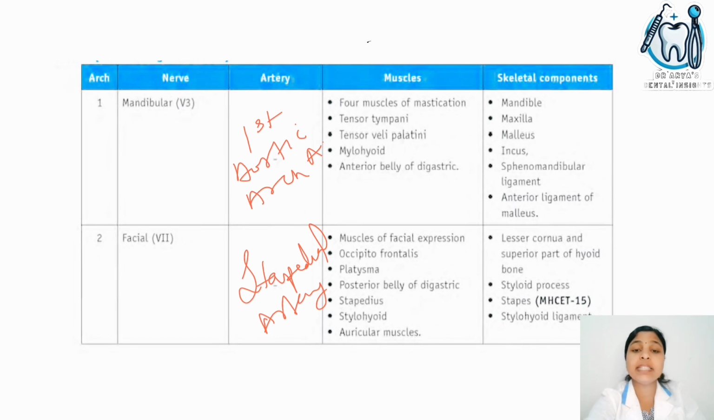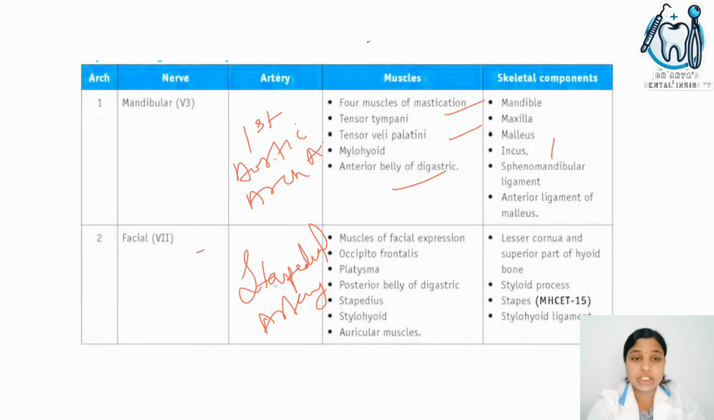tensor veli palatini, then anterior belly of digastric and mylohyoid. And the skeletal components are maxilla, mandible, malleus, incus, sphenomandibular ligament, anterior ligament of malleus. Okay, so note that malleus and incus are innervated by first arch, that is mandibular nerve.